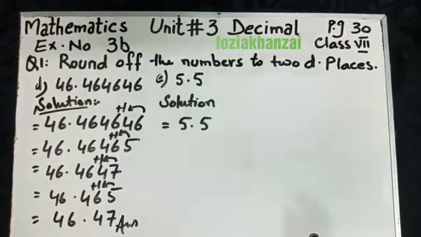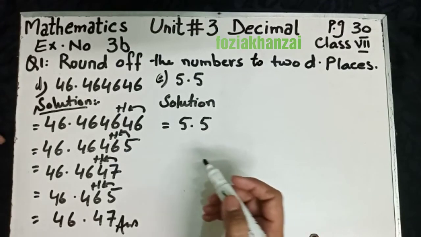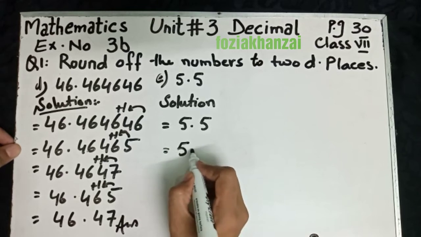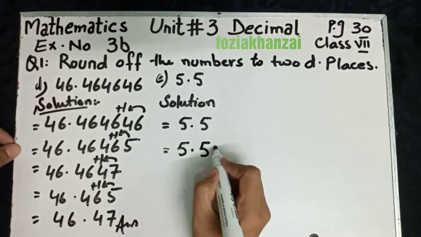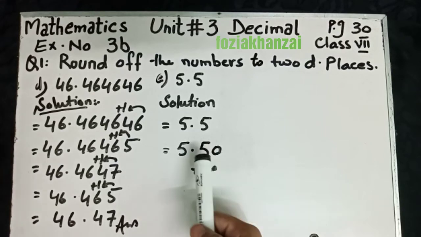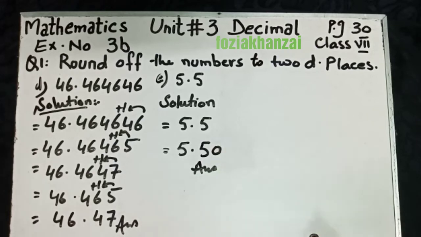2 dp. Part E, 5.5 is given. Okay, only 1 digit after the decimal is given, but the question is 2 dp, 2 decimal places. That's why we put 0. 5.50, direct answer. Okay, we add 0 in the second place. After the decimal, in the second place we put 0.